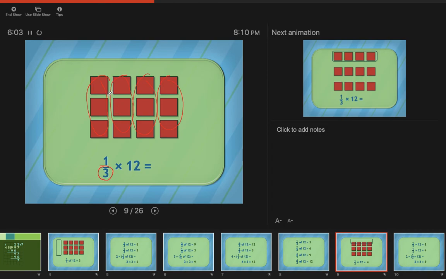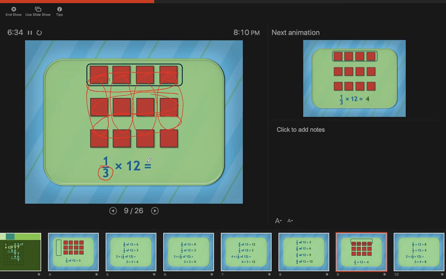If I only wanted to take just a third of these, actually, you know what? I circled them the wrong way. Oh no, guess what? Miss Fuller can make mistakes even on PowerPoint. I should have circled them this way. Did anybody catch that? I'm thinking it was maybe Chad that caught my mistake there.